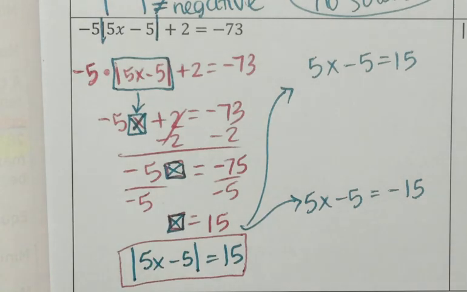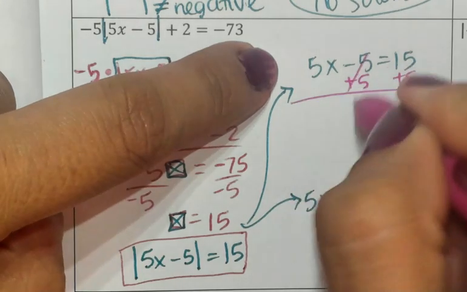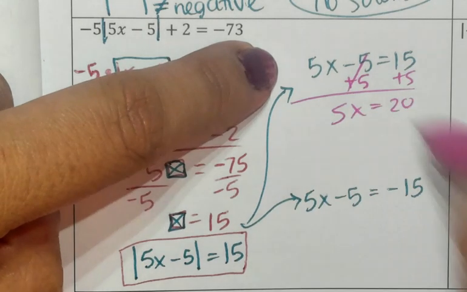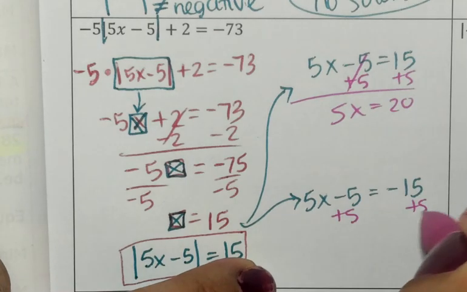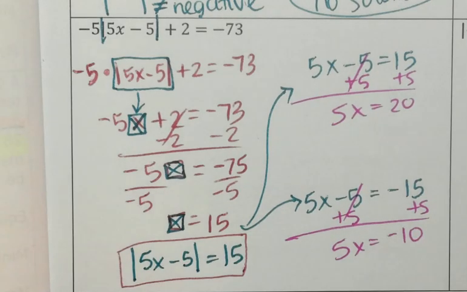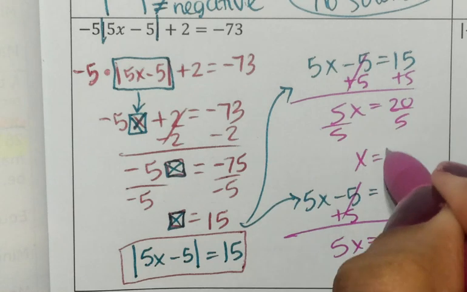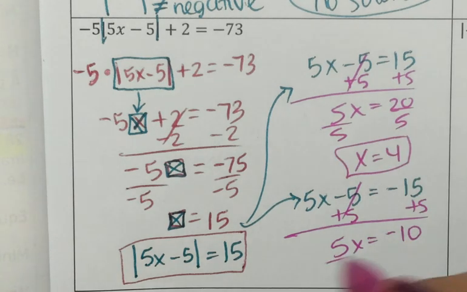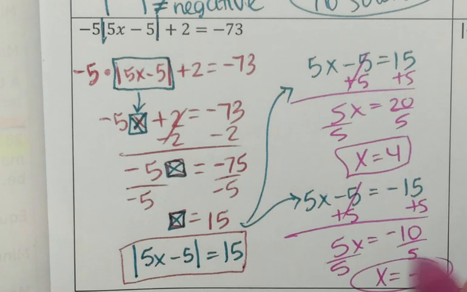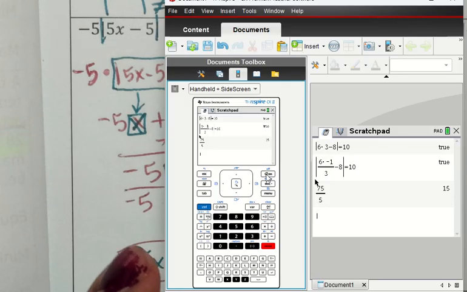So then we solve. We add 5 to both sides, and 5x equals 20. We add 5 to both sides. 5x equals negative 10. Then we divide by 5. X equals 4. And divide by 5. X equals negative 2. So these are, again, the two answers we got, and we can always plug in and check.